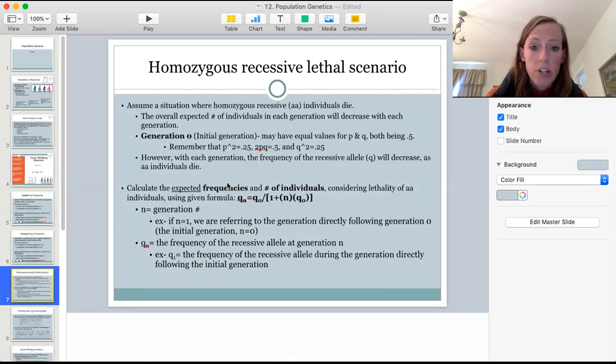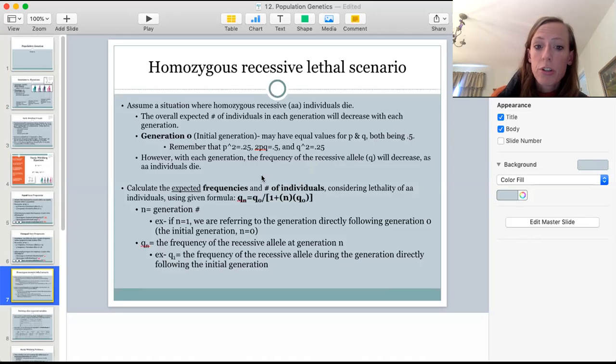So Q at generation 1 is going to be equal to Q at generation 0, which we already know. We know it's 0.5, okay? And then divide that by 1 plus the generation number, 1, 2, 3, or 4, times Q at generation 0, which again is 0.5. So really the only thing that you're changing from one generation to the next is going to be this n, but you're looking for Q at that generation, okay? You want to find Q, because once you know Q, then you've got P, because you know that Q plus P equals 1. So if you know what Q is in generation 1, say it's 0.4, then you know that P equals 0.6, right? So you can find that.